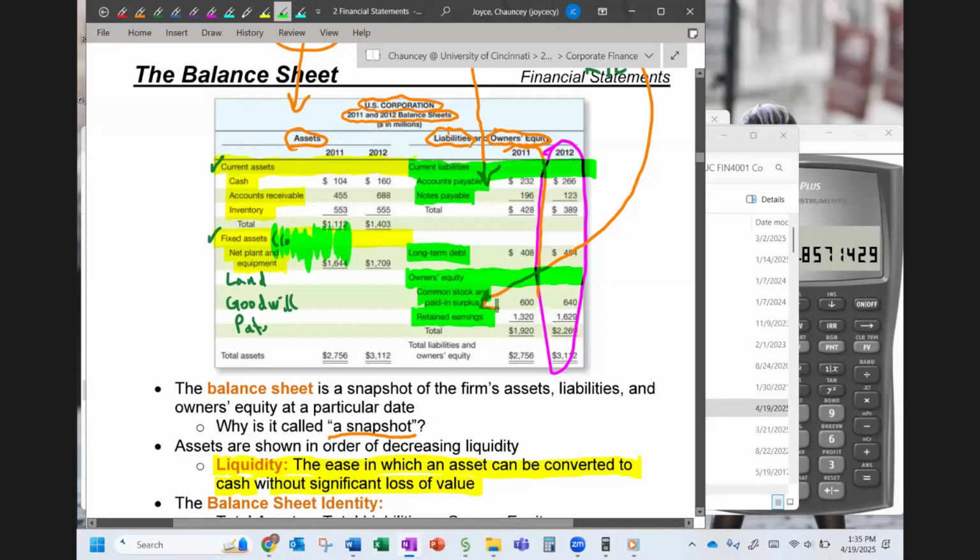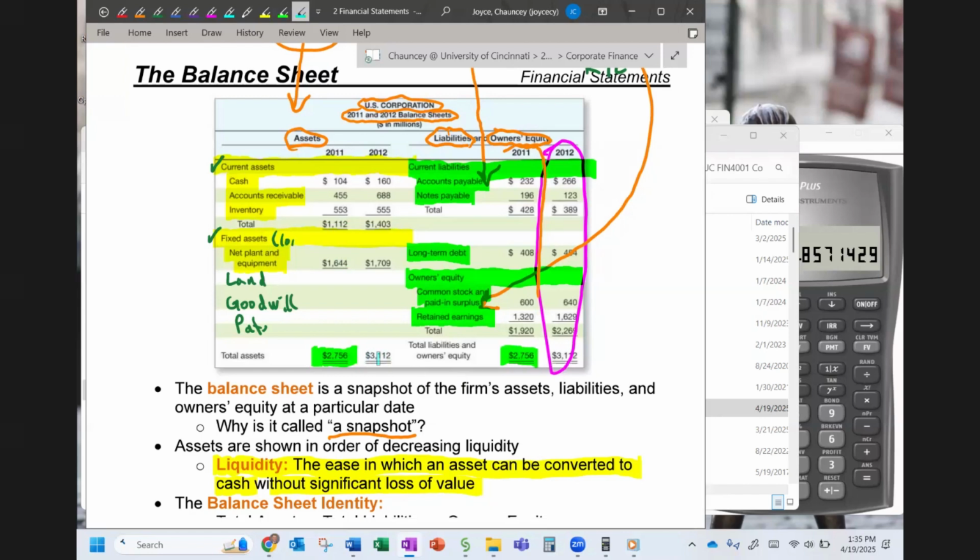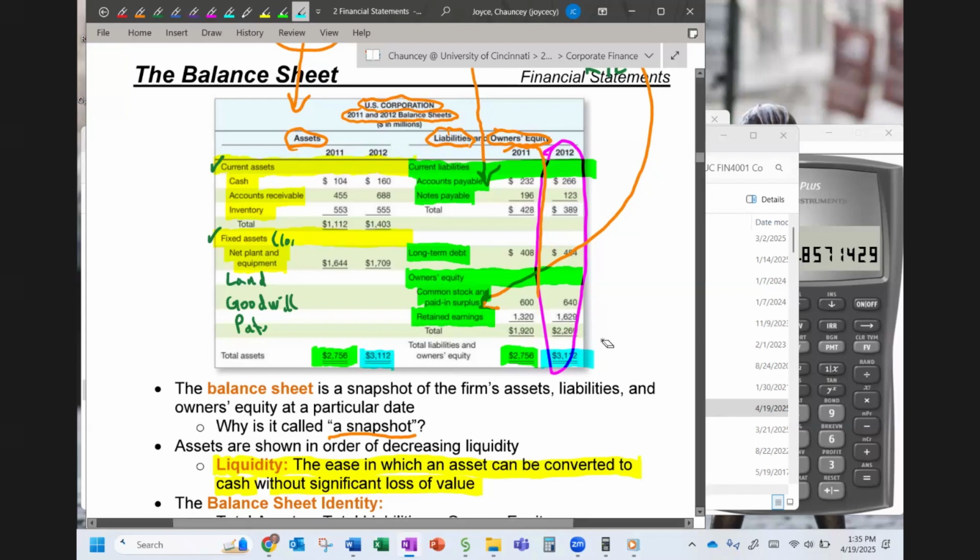Notice an important feature of the balance sheet is that it does balance. Your 2011 assets balance with your 2011 liabilities and equity. And the same thing you see with 2012. Your 2012 assets balance with your 2012 liabilities and equity. It's called a snapshot because the balance sheet is at a point in time, a specific date and time.